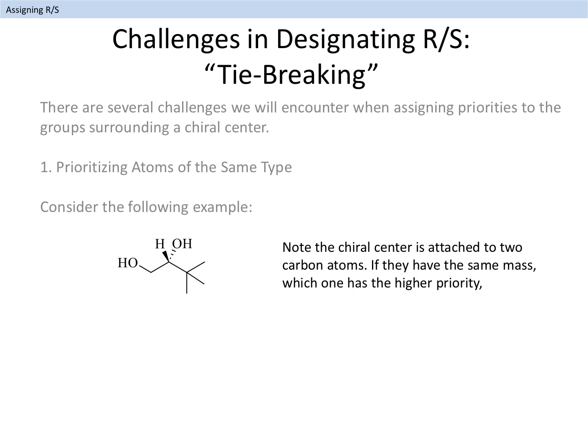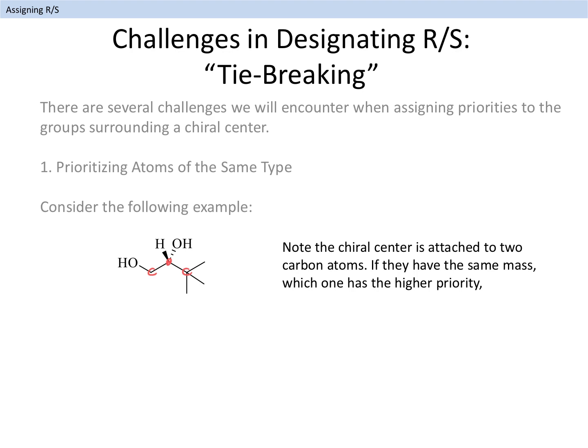One such challenge is prioritizing atoms of the same type. Consider the example shown on the slide. Note that the chiral center is attached to two carbon atoms. If these carbon atoms have the same mass, we need to use a tie-breaking method to determine which one has the higher priority. To break the tie, we look at the atoms directly attached to each of these carbon atoms. We compare these attached atoms based on their atomic numbers.